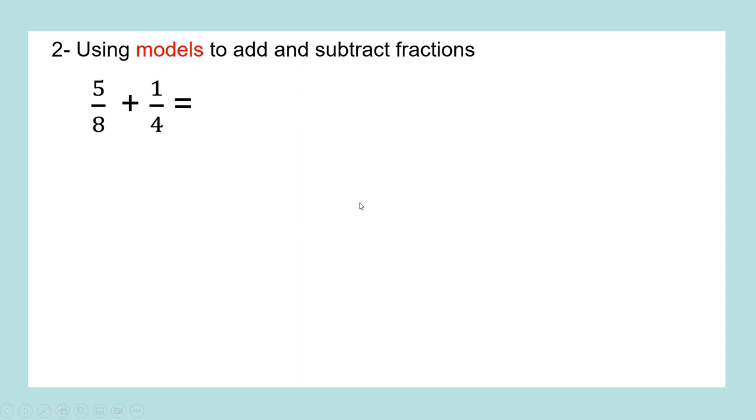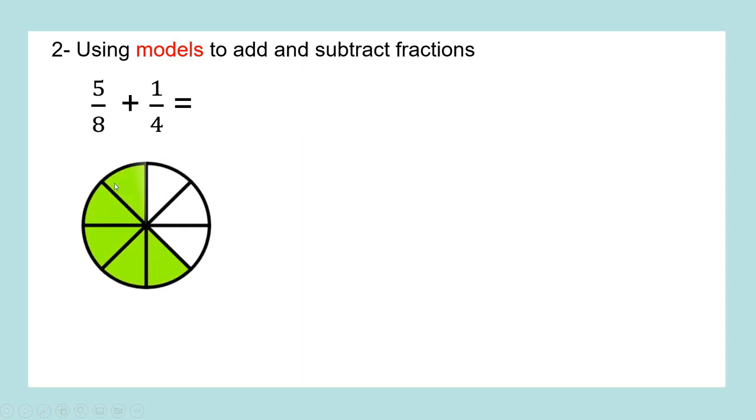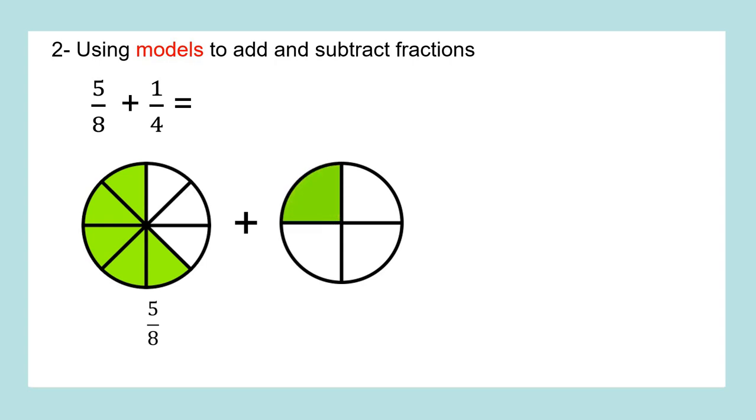Yes, I will draw a circle and I will divide it into 8 pieces, right? And I will color 5 pieces, just like this. I have here 1, 2, 3, 4, 5, 6, 7, 8 pieces, and I colored 1, 2, 3, 4, 5. And I want to add what? 1 over 4. Well, how can I do it? Yes, I will draw another circle and divide it into 4 pieces, and I will color just 1 piece, just like this one, right? 1 over 4, like this one.